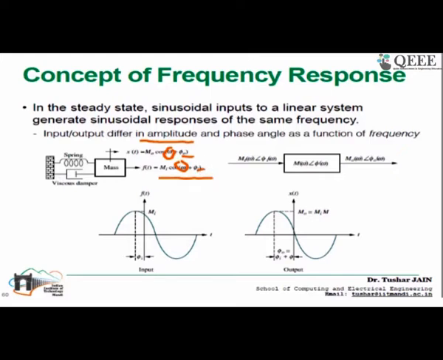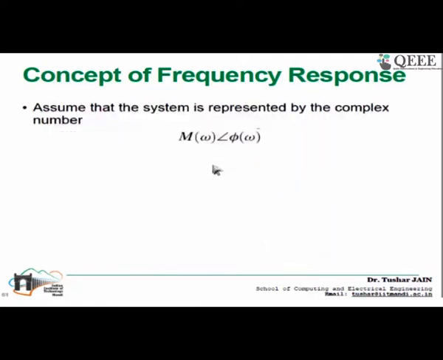Note the property of the linear system that is hidden here: these amplitudes, Mi and Mo, are just functions of frequency, not functions of time. Similarly for phi i and phi o. These are also functions of omega. If they were varying with respect to time, then you could not call it a linear system. So assume that the system is represented by a complex number. It is a generic representation where we have the amplitude, which is a function of omega, and the phase phi, which is also a function of omega.